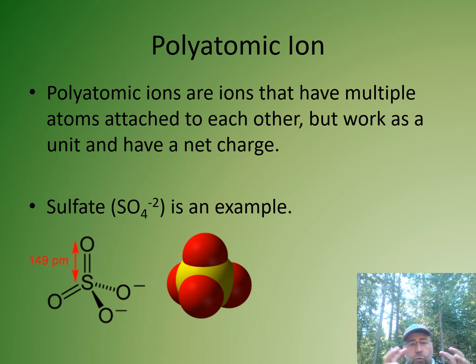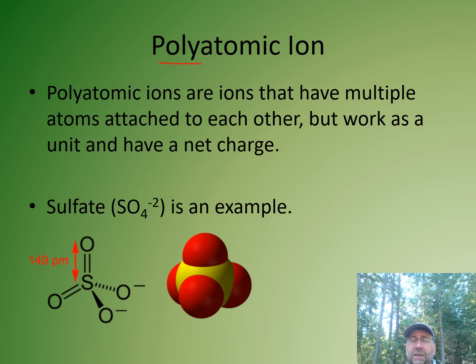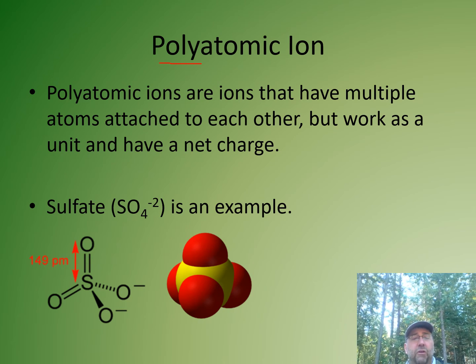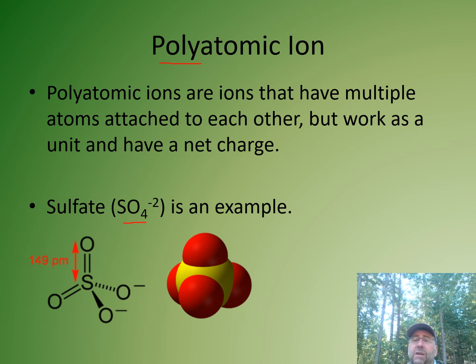Now, sometimes there are groups of atoms that get together and as a group have a charge. We call that a polyatomic ion. Poly means many, so it's many atoms that together as a group have a charge. They're actually bonded covalently together, but some of the atoms have gained or lost electrons to take on a charge. One example is sulfate. Sulfate is SO4. It is a group of 5 atoms, 1 sulfur and 4 oxygens, which as a group always have a -2 charge.